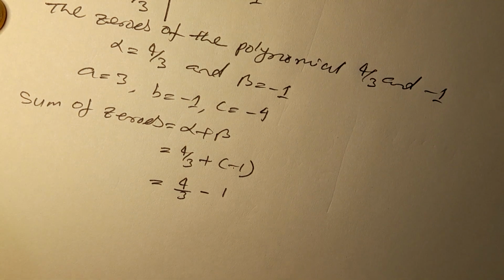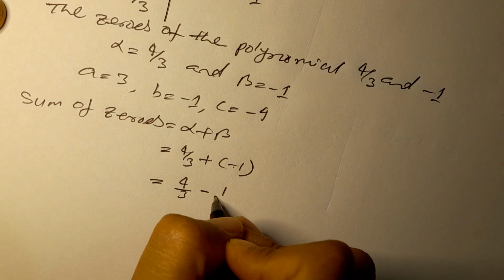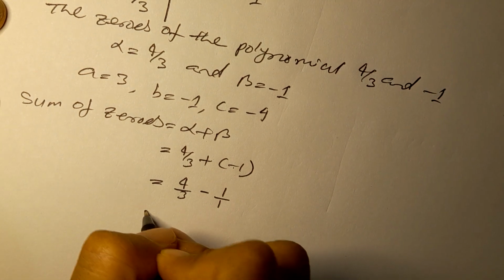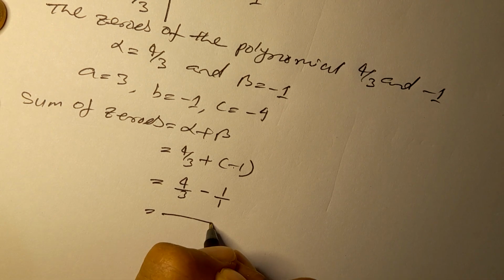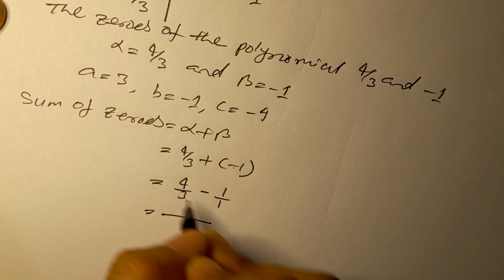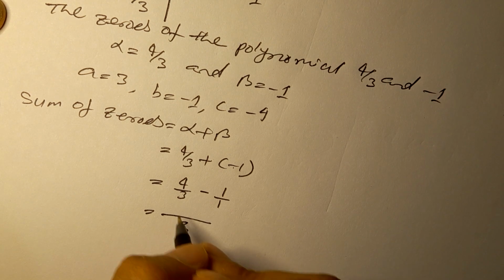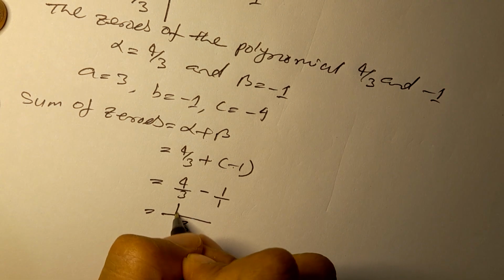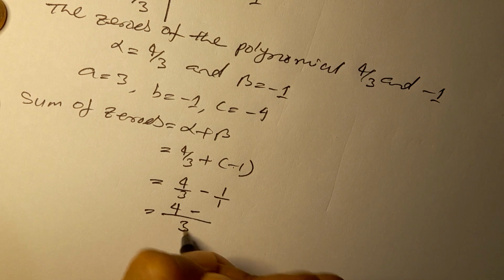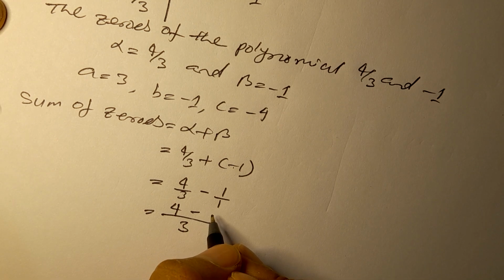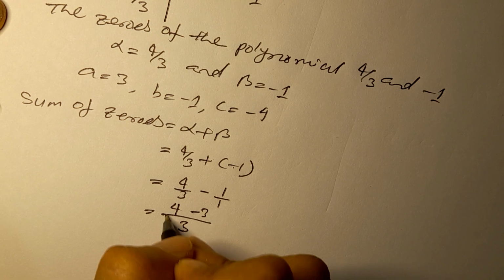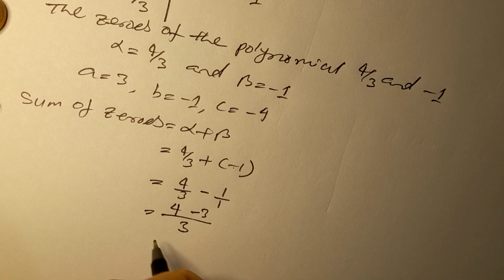Now 4 by 3 is a fraction, 1 is not a fraction, make it a fraction. How will you make it a fraction? Divide it by 1. So now both became fractions. Now it is fraction subtraction. What is the LCM between 3 and 1? The LCM between 3 and 1 is 3. Now divide that 3 by 3. So it will give 1 into 4, that is 4, minus. If you divide 3 by 1, how much is it going to give? It is going to give 3. And 3 into 1, 3. So subtract it. It is 1 by 3. We got the sum of zeros.